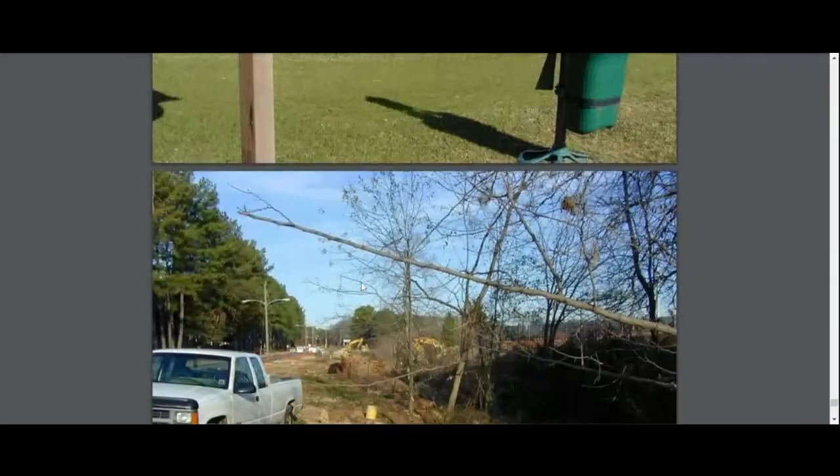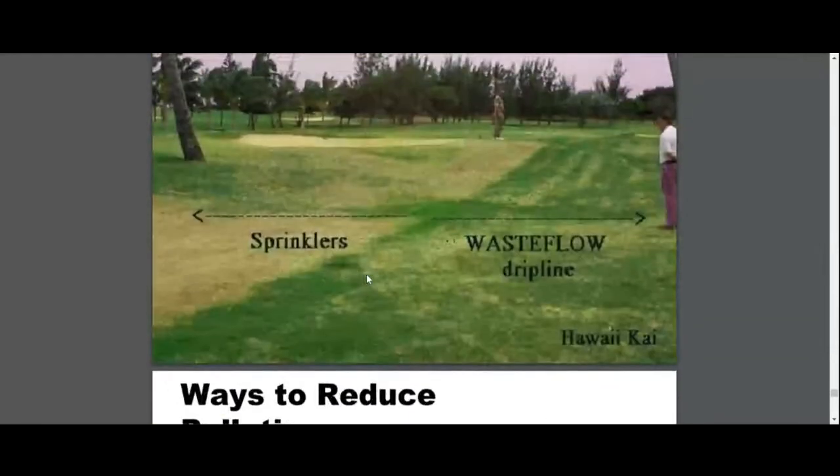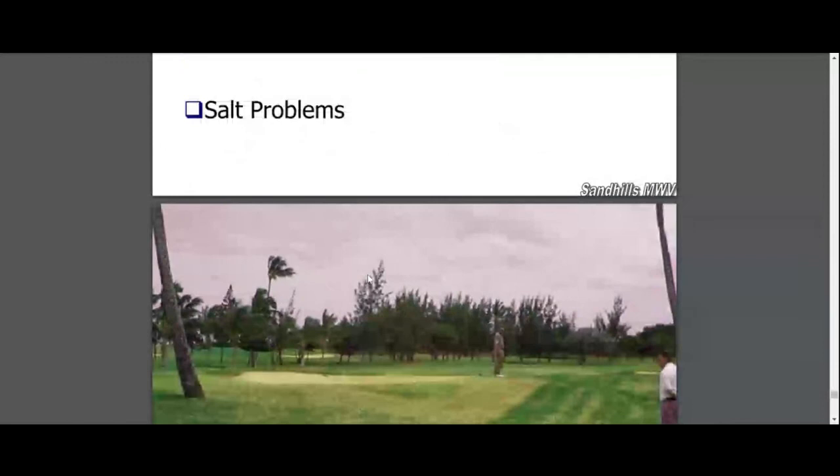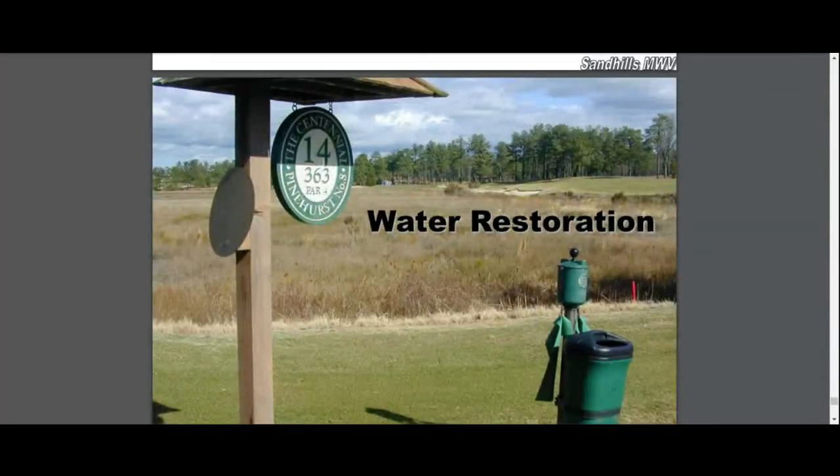So you guys have a lot of opportunities. It can be tough, it can be expensive sometimes, but I think it's wise to make good water decisions. So that's it.